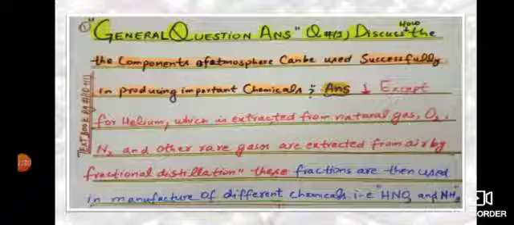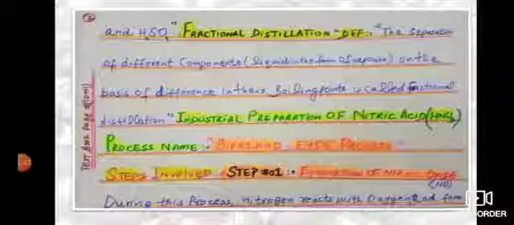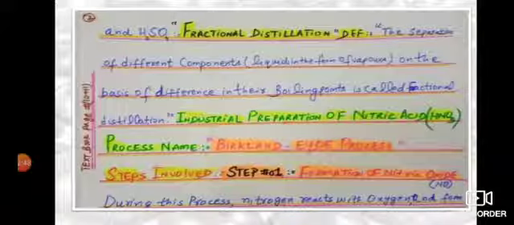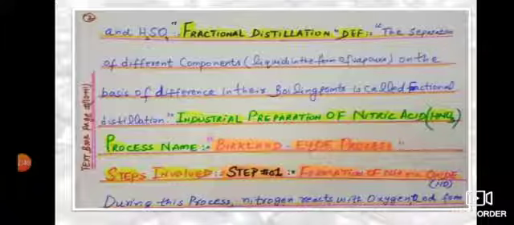When they are obtained in the form of fractions by fractional distillation, they are then used in the manufacture of different chemicals. Here, three different chemicals we will discuss: nitric acid, ammonia, and sulphuric acid. Now the question arises, what is fractional distillation?